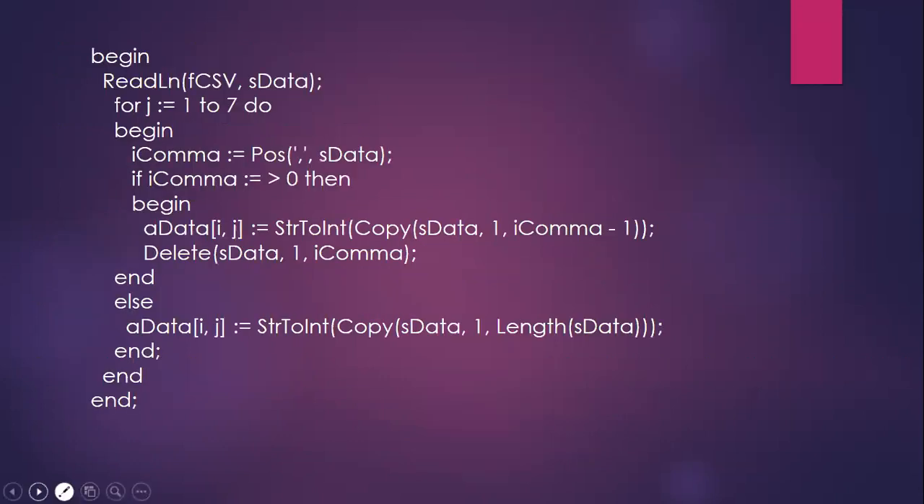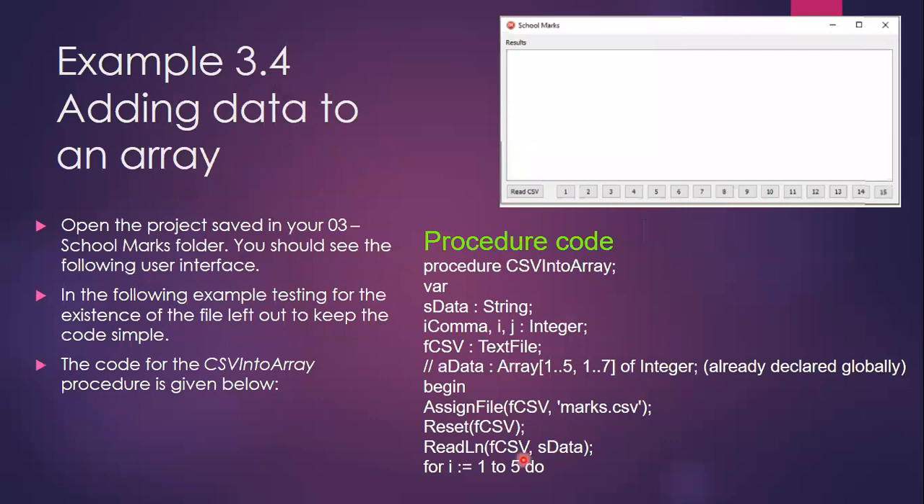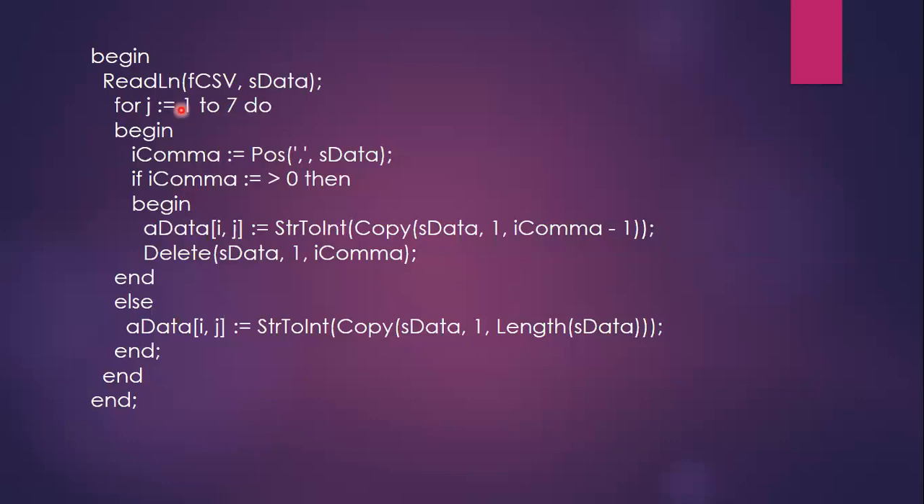Okay, let's take a look at the next part. Then begin, read line, and go and read the data into my CSV text file. Then I'm going to start with my columns. Remember, if I go back here, this is my outer loop, and this is going to be my inner loop. So always remember the outer and inner loops when it comes to 2D arrays.